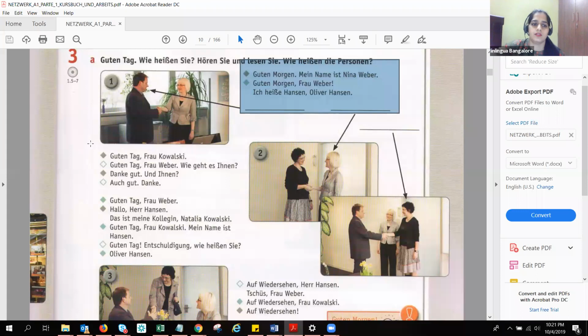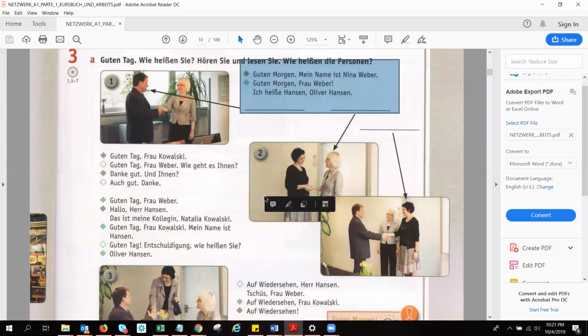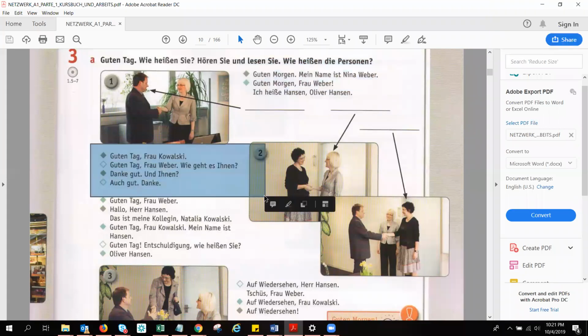Shruti, can you read the second conversation? Guten Tag, Frau Kowalski. Guten Tag, Frau Weber. Wie geht es Ihnen? Danke gut. Und Ihnen? Auch gut danke. Auch, with auch. Auch gut danke.